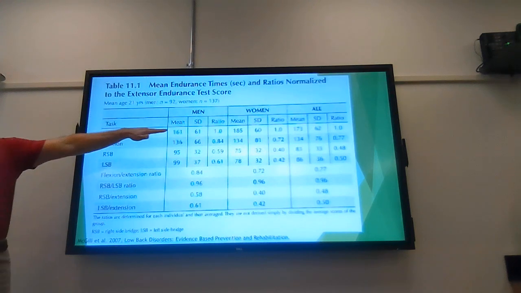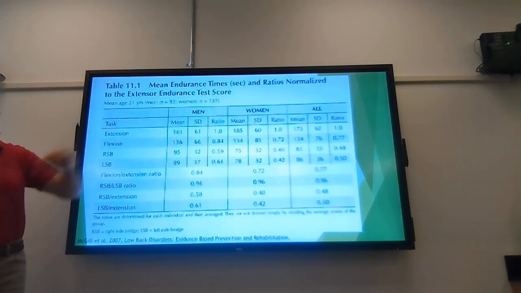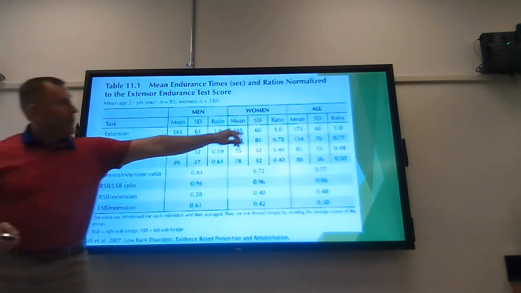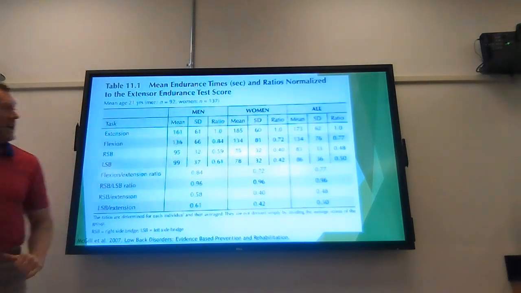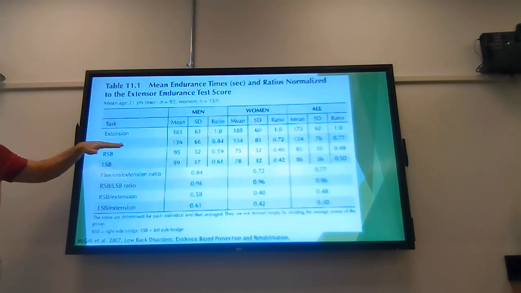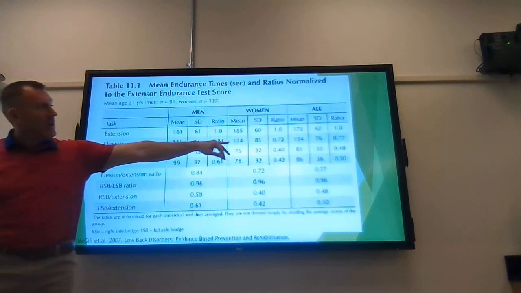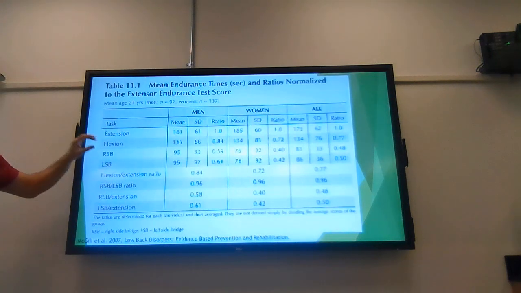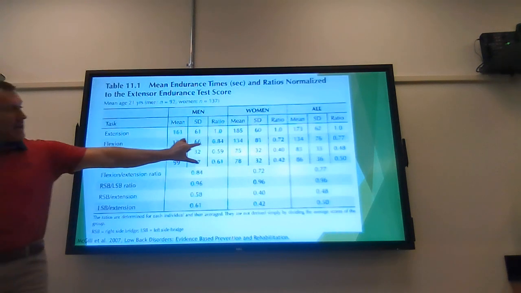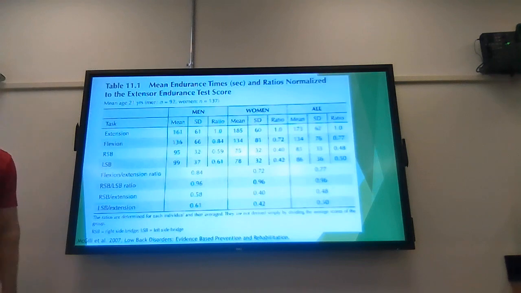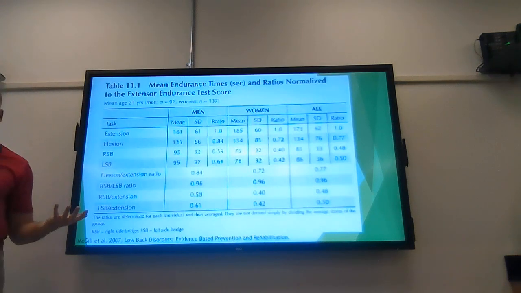So for extension, the men 161 seconds. Women 185 seconds. Flexion test 136 seconds, 134. And then the RSB, that's the right side bridge. LSB is left side bridge. So you can see the values in seconds there. So how do we use this data?